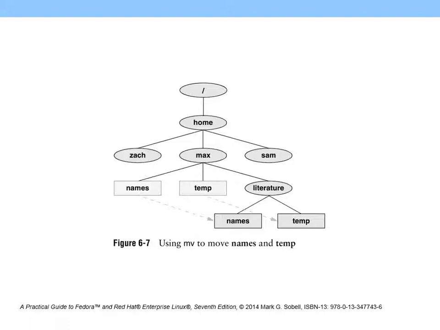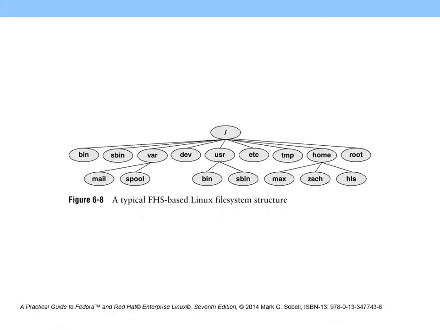If I want to move files, I use the mv, or move, command. So I can say move names and move temps under the literature. Or if you're really lazy, go under the GUI and just drag and drop, right? But from the command line, you use the move command, MV names to literature, or /literature/names. So it moves it, or just /literature, so it'll move that directory underneath there. All right? Here is a typical Linux file system.